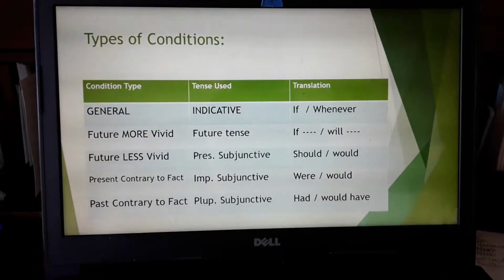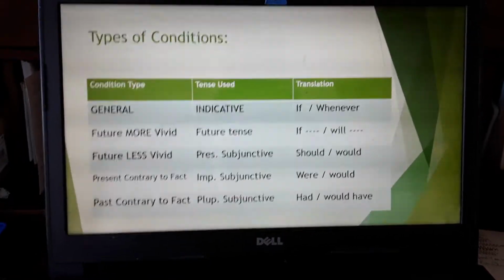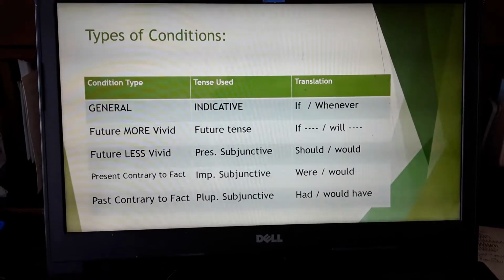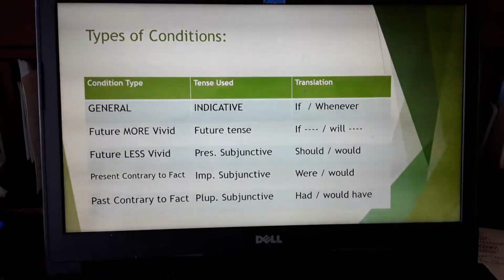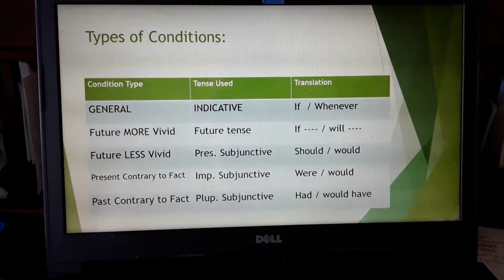A future less vivid is going to use present subjunctive, and that is very unlikely to happen, but still possible. So should it rain tomorrow, I would bring an umbrella.